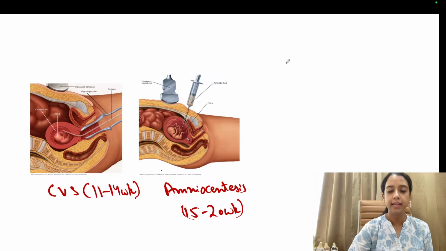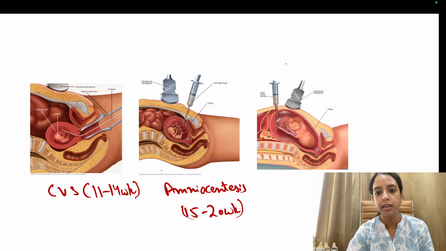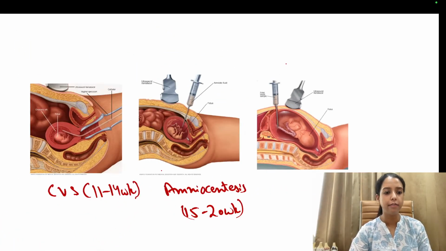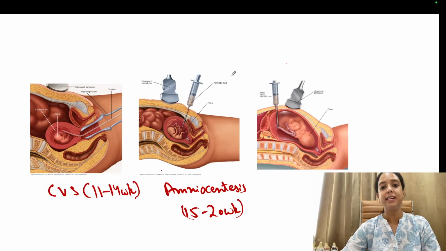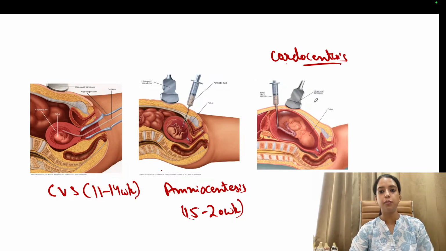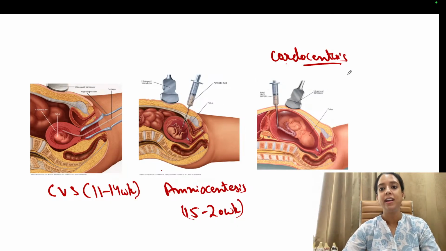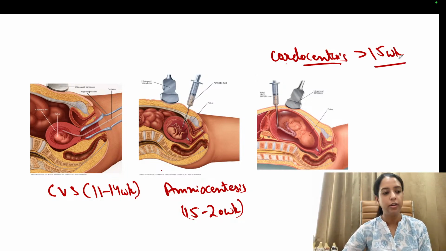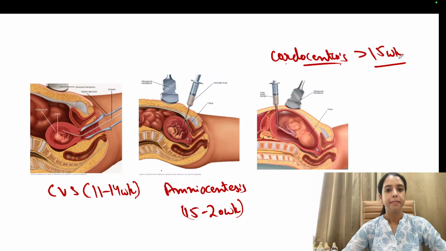Okay? Third, this one. Can you see a needle going into the umbilical cord? So this is chordocentesis. Though not very well used as a confirmatory test, chordocentesis is basically used in Rh negative pregnancy. But you should know the image. When the needle is going into the umbilical cord, it is done beyond 15 weeks. The cord should be thick enough so that I can insert a needle. So it has to be done in the second trimester only, after 15 weeks.